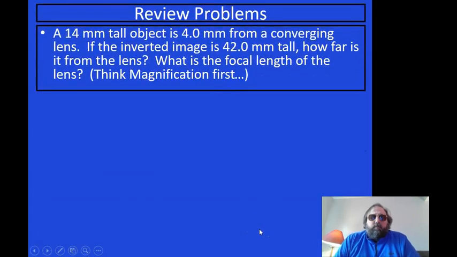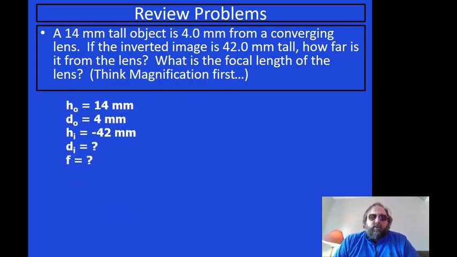Next one reads, a 14 millimeter tall object is 4 millimeters from a converging lens. If the virtual image is 42 millimeters tall, how far is it from the lens? What is the focal length of the lens? Now notice that the hint here says, think magnification first. This is similar to one of the ones on your worksheet. In fact, this is the one that was supposed to be on your worksheet, but I accidentally uploaded the wrong one, so I apologize for that. So let's work through this one, though.